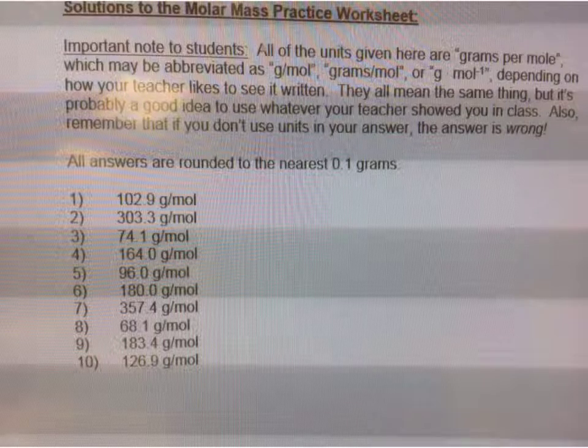And 1 is 102.9, all right. 2 is 303.3, so that looks totally different. 3 is 74.1, and 7 is 357.4. All right, so these answers look like they're rounded to just one decimal place.